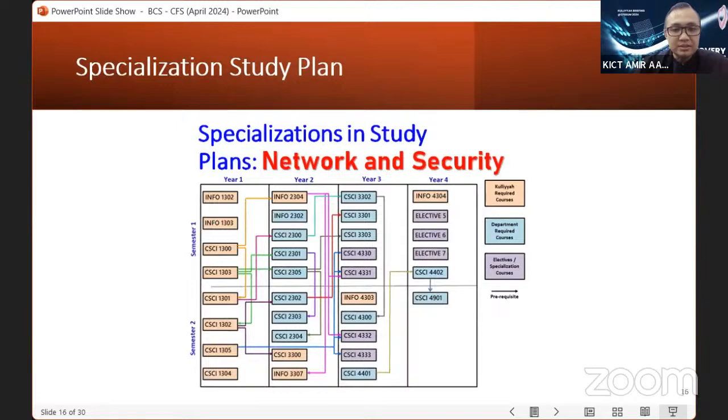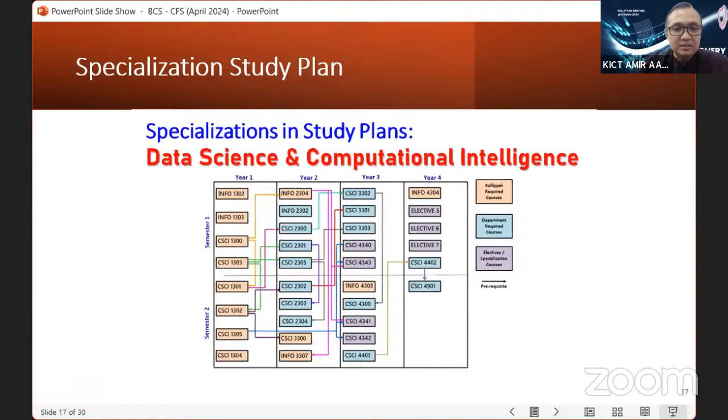For network security, similar thing. Year 1 and year 2 is general for every BCS student. And then once you go to year 3, you start to take security and network specialized courses. It's 4330 and 4331. I will share with you what the courses are later on. And then again, you take the required 4 elective courses to qualify for network and security. And the other 3 that make up the 7, you can take from any elective, right?